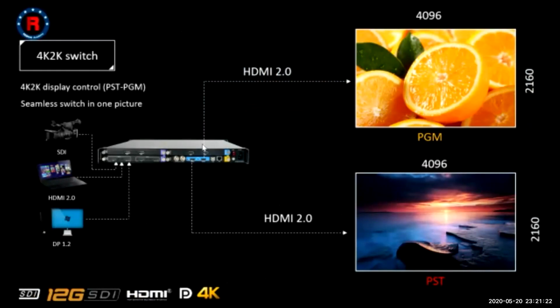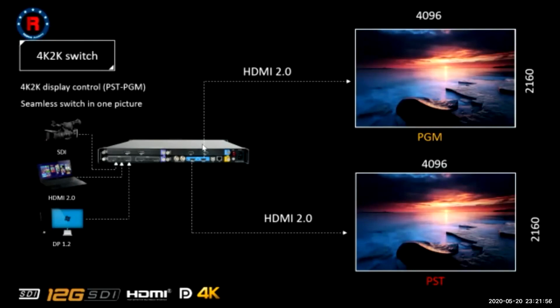The 4K 2K switch by default will use the first HDMI 2.0 output as the preset function. The second HDMI 2.0 output will show the content. For example, now the HDMI 2.0 output shows a fruit picture on the left, and the preset shows a sunset picture on the left. Now let's change it. You can see the change is fade in, fade out. Now the preset content has been sent into the program.